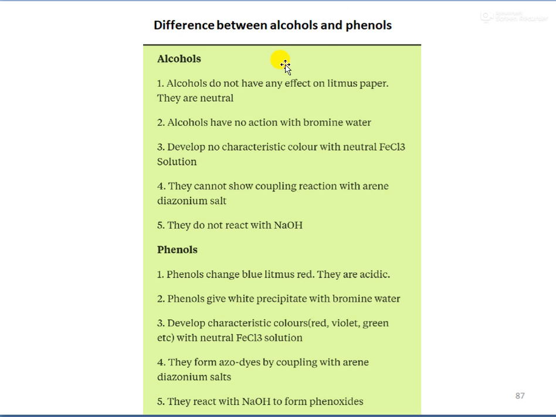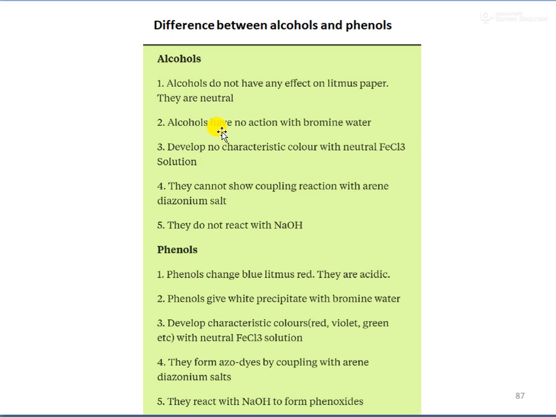Then there is another comparison shown here with five points. Alcohols do not have any effect on litmus paper because they are neutral. Blue litmus is turned red only by acids. Phenol is acidic, so it can change blue litmus to red, but alcohols won't do that.